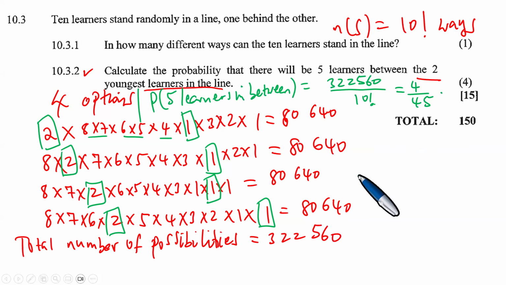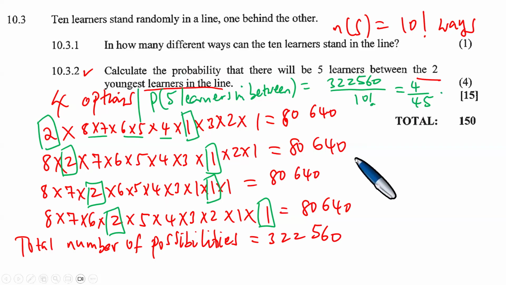In each case, we're able to put 5 letters here: 1, 2, 3, 4, 5 letters. And we've calculated the probability that there will be 5 letters between the 2 youngest letters in the line. Now we have reached the end of this question paper.